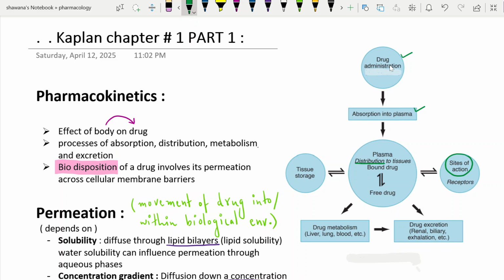It is not pharmacokinetics. For drug metabolism, the liver, the lung, and blood are the sites for drug metabolism. And drug excretion can be either through the renal or biliary system or via exhalation through the lungs. So these processes, absorption, distribution, metabolism, and excretion, are under the pharmacokinetic principles.